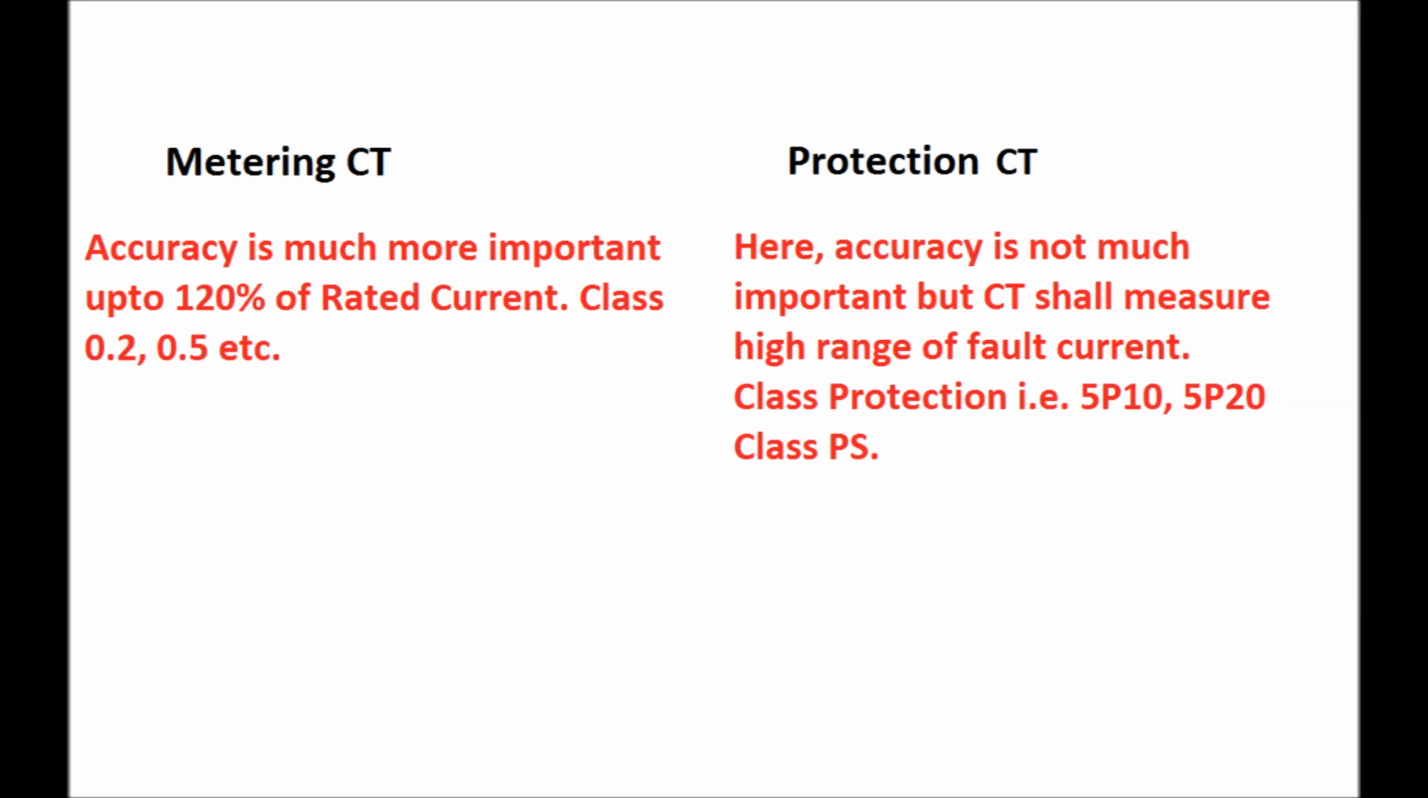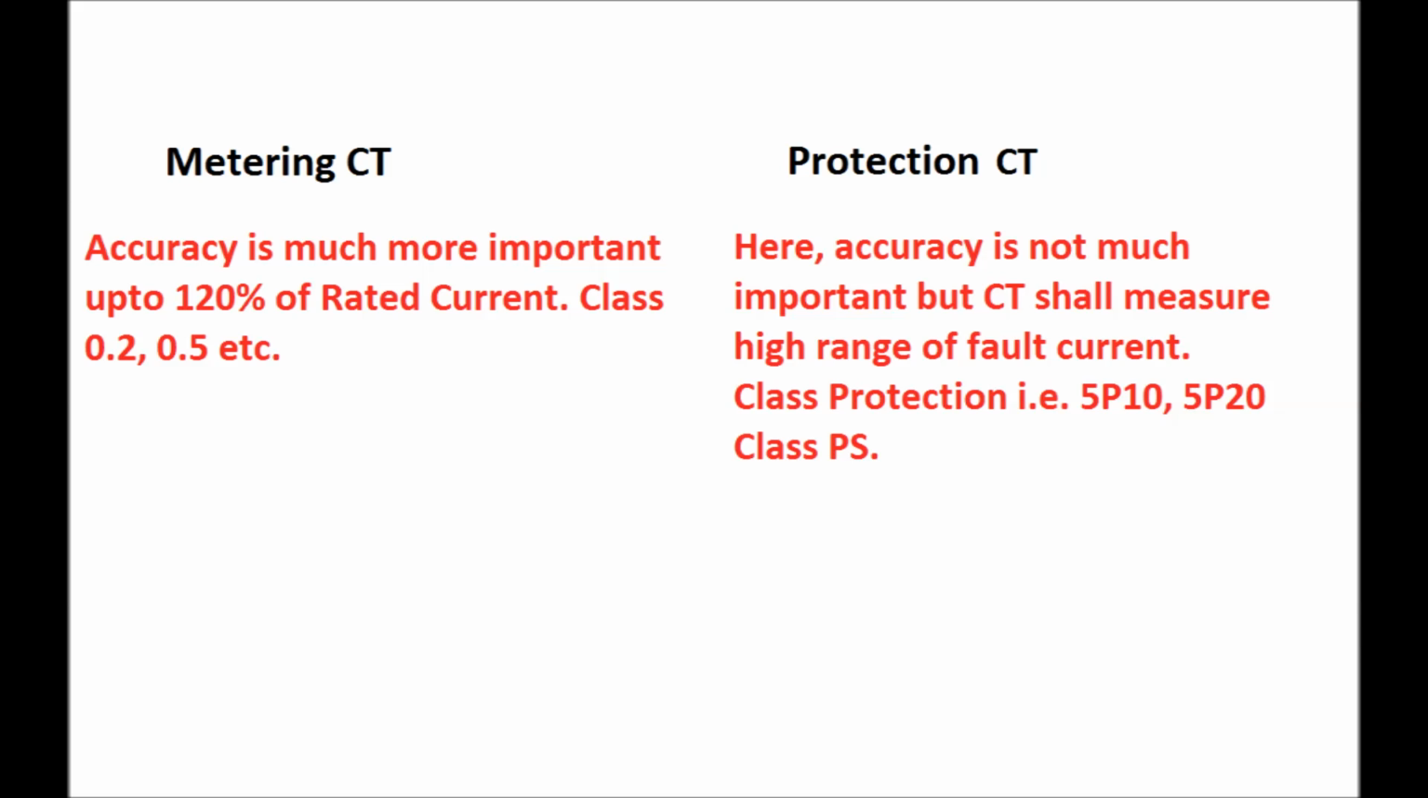So the first difference is accuracy. Accuracy is much more important up to 120 to 125% of the rated current. For a metering CT, the class is 0.2, 0.5, etc. 0.2 and 0.5 denote the percentage error of the metering CT. That is, if rated current flows, there will be an error. This error may be positive or negative, that is plus or minus 0.2% and 0.5% respectively.